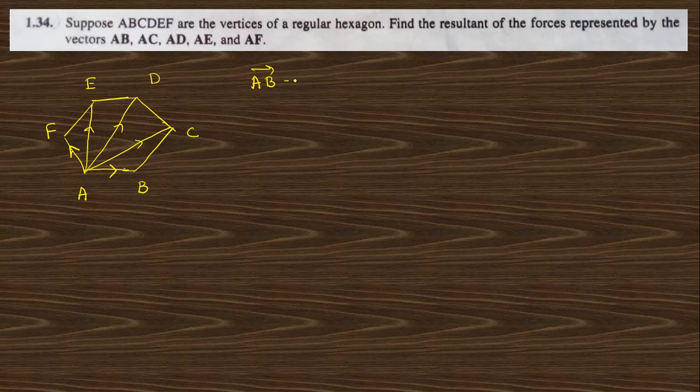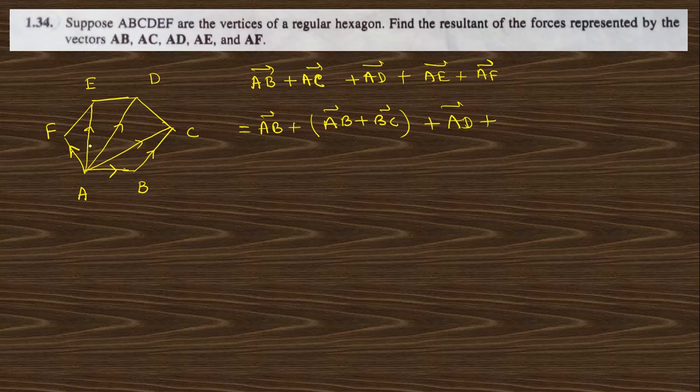Resultant means the addition of the vectors AB, AC, AD, AE, AF, right? So this is AB vector, no problem. AC can be written as AB vector plus BC vector. Then AD vector the same. AE vector written as like that. AF vector can be written as AE plus EF vector.